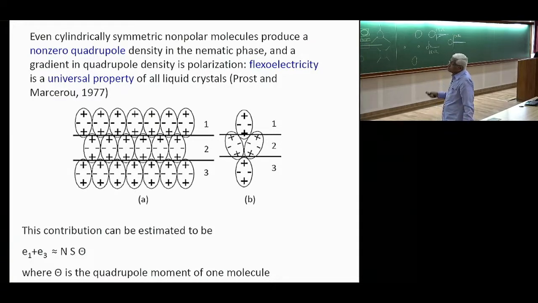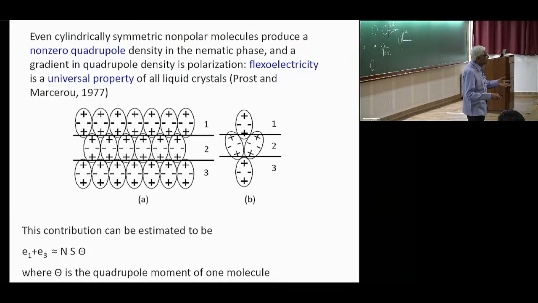But the moment you have a splay, divergence of quadrupole density is a dipole density, just as we are familiar with the fact that divergence of polarization, that is a dipole density, is a charge density. So this is very similar to that. Divergence of quadrupole density becomes a dipole density. So flexoelectricity is a universal property of all nematic liquid crystals. You don't have to have anything special. That's the message there.